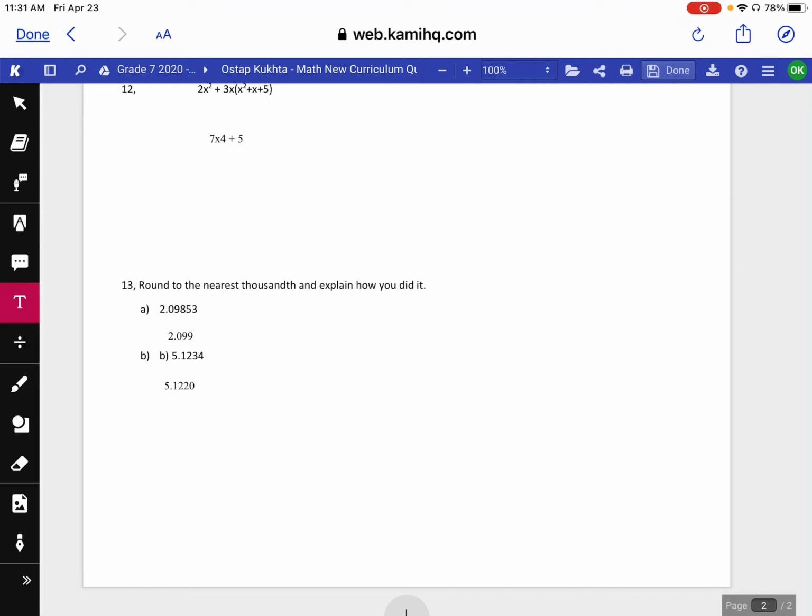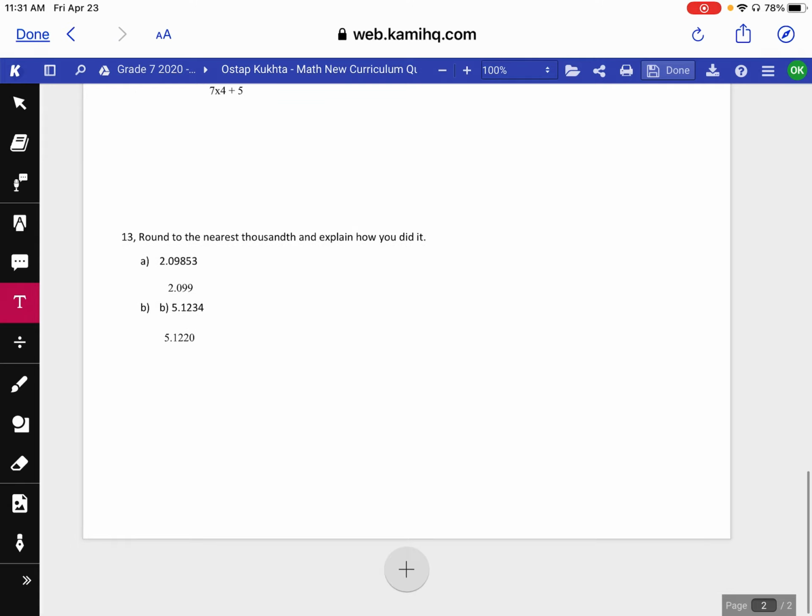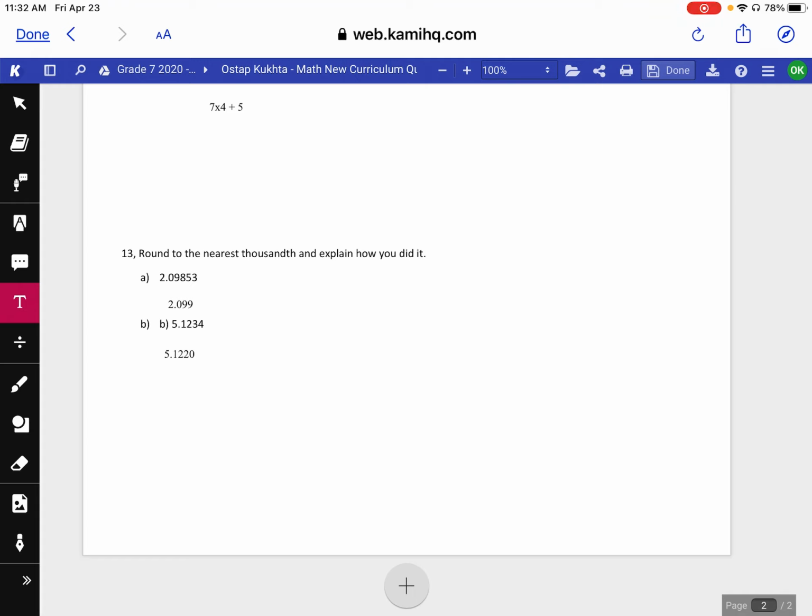So if it's a 5 or over, then you round it up, and if it's a 4 or lower, you round it down. In this case, it's a 5, so we round it up to 2.099. And then for B, it's the opposite. You round down because there's a 4, so it would be 5.